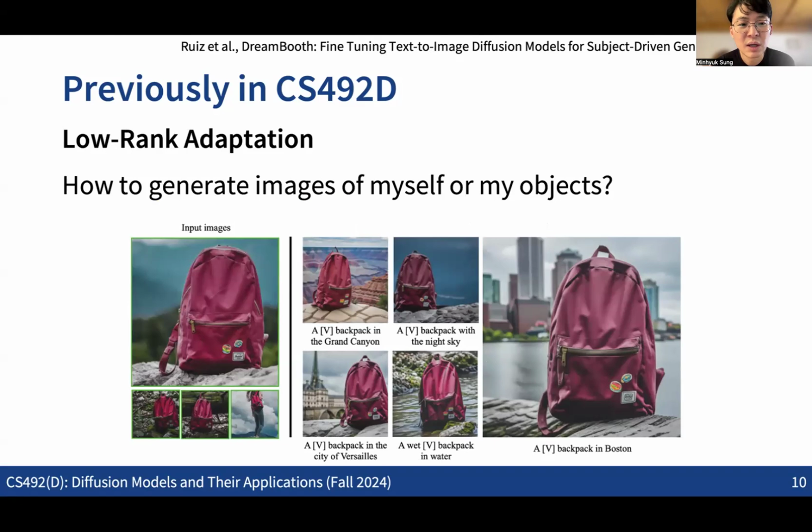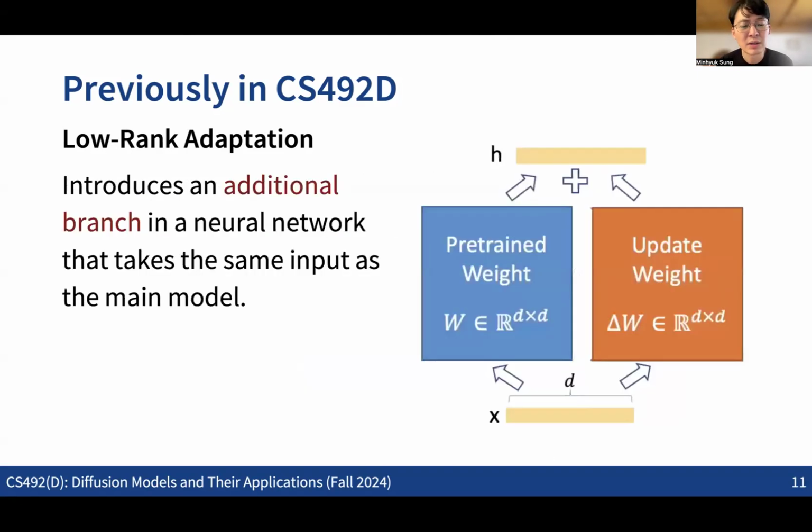And a similar idea could be applied for personalized cases. If we want to generate images in a specific style, or images that include a specific object, how can we personalize the pre-trained diffusion models? For that, we could use the idea of low-rank adaptation, which is similar to ControlNet in that we make an extra difference, but it does not take so many additional conditions. Basically, it takes the same input and makes the same output.